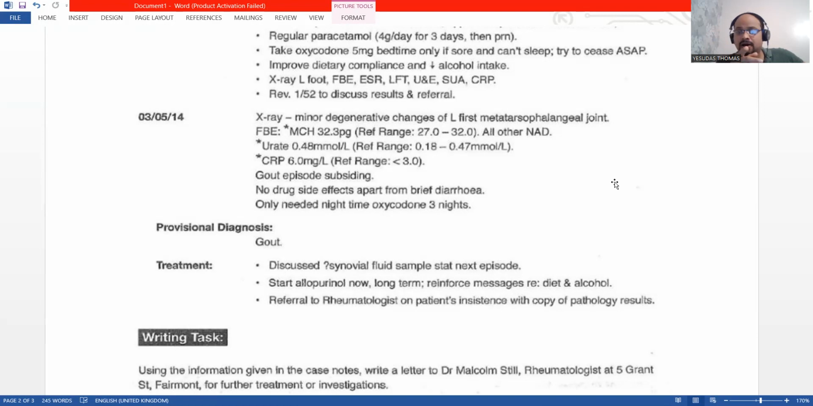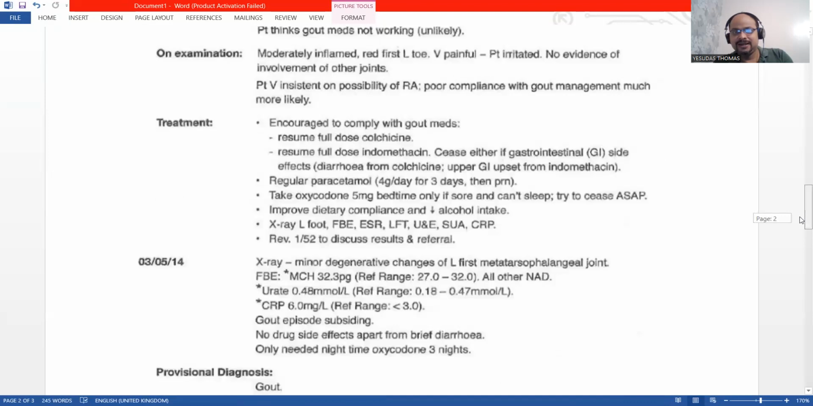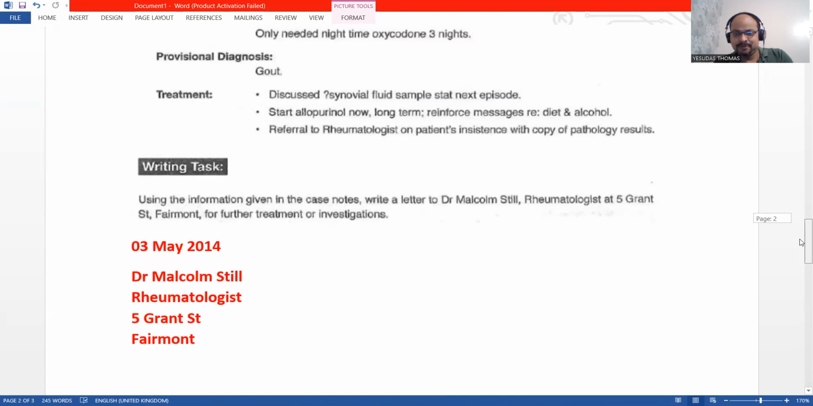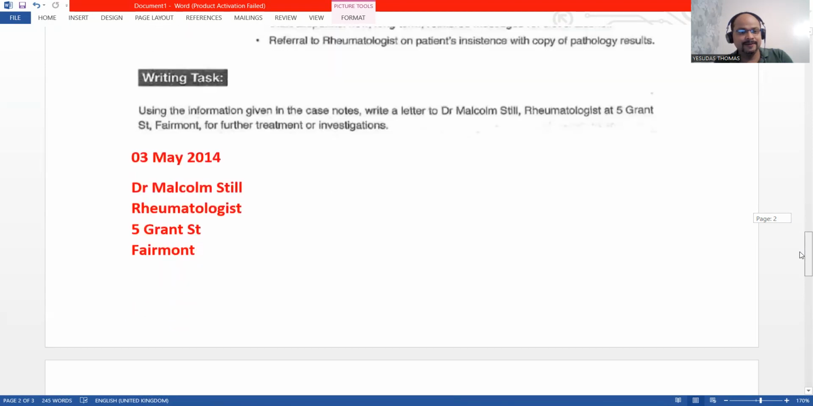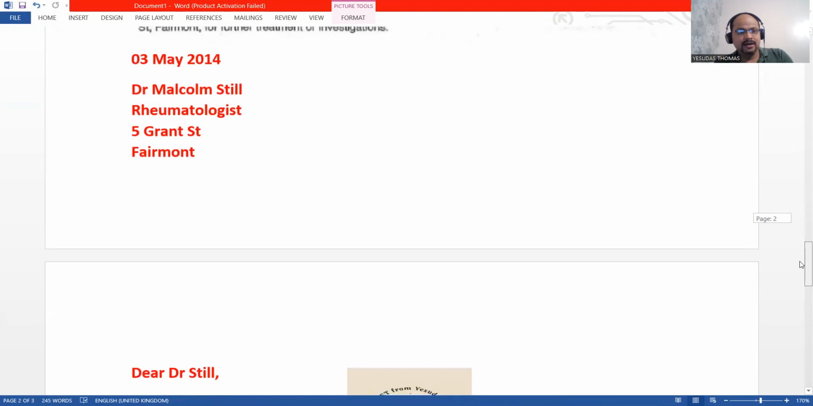Now we have started allopurinol long term and reinforced messages regarding diet and alcohol. So that's very important. And the rheumatologist. So one thing that you have to be very careful with is that we have a bulk of data here, and all these things are not needed. We have to select things appropriately and organize things in correct positions. So this is a challenging situation for many of the candidates here. And we have the date, 3rd May 2014. Yes, that's it.